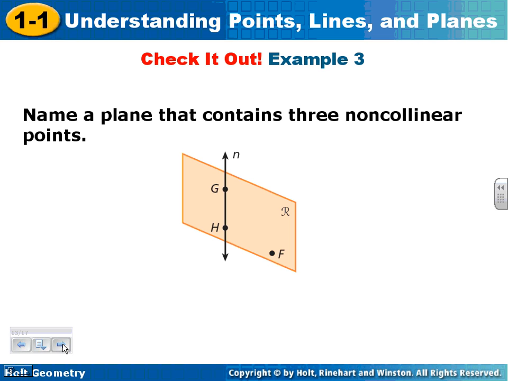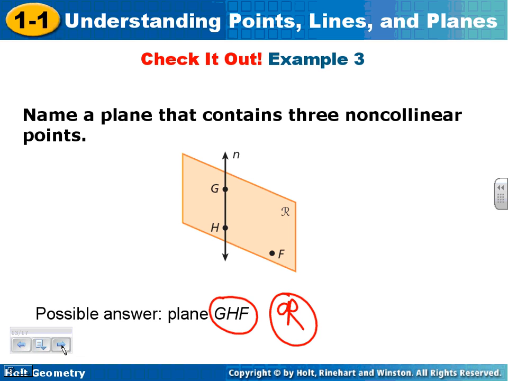Check it out. Example 3. Name a plane that contains 3 non-collinear points. Remember how many points it takes to name a plane. It takes at least 3. So this plane could be plane GHF, just 3 points. But it could also be this kind of script R. Not very good at writing them. We can do just 1 letter there. The script R would be acceptable. Either way is fine.